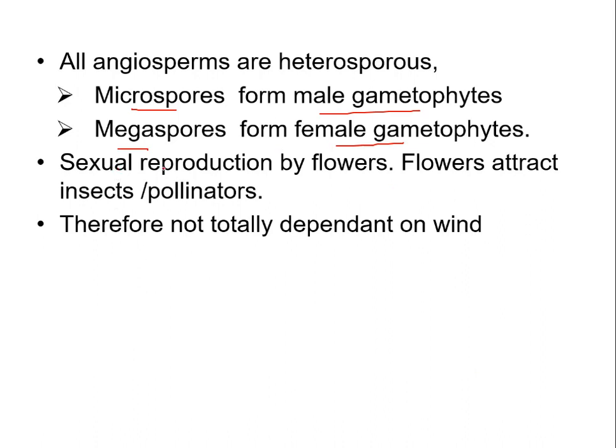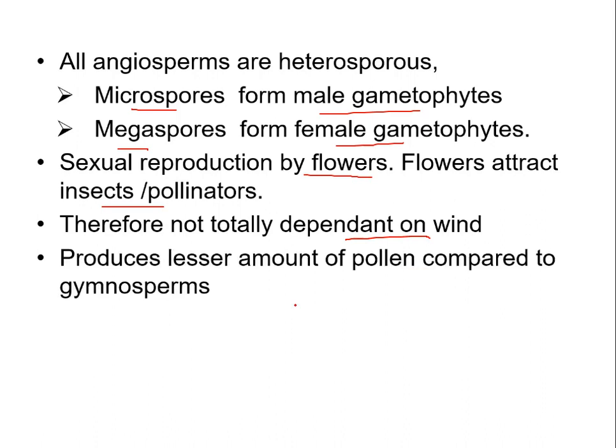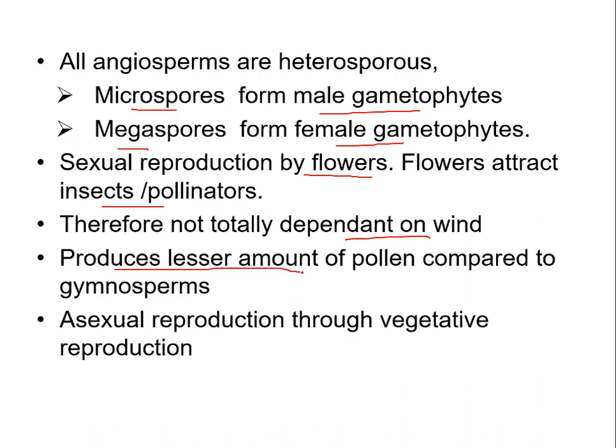The sexual reproduction is using flowers. Alright, so flowers will attract insects and pollinators. Therefore, they are not totally depending on wind like gymnosperms. Thus, they are producing less pollen compared to gymnosperms, because they have other pollinators like insects and also animals.